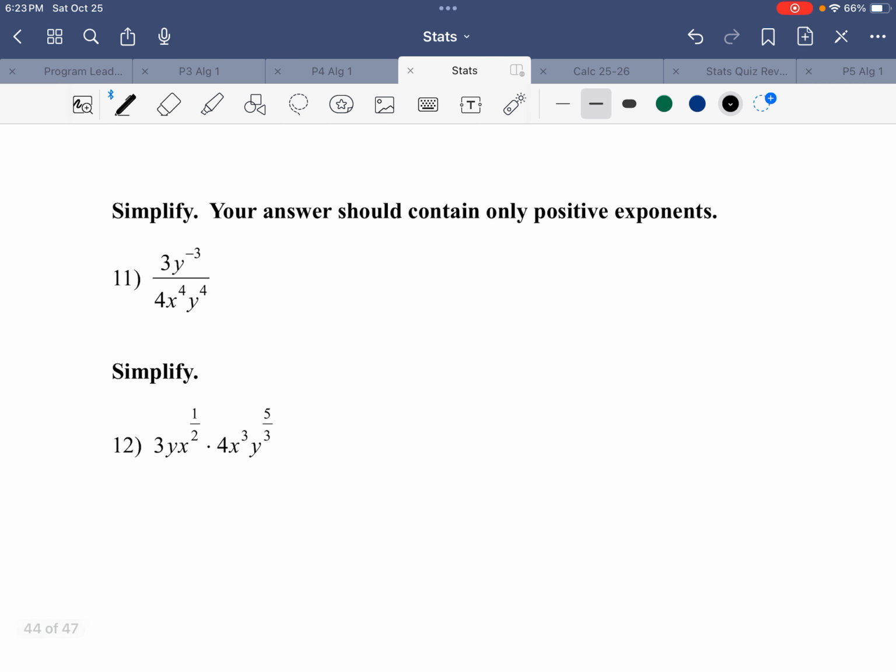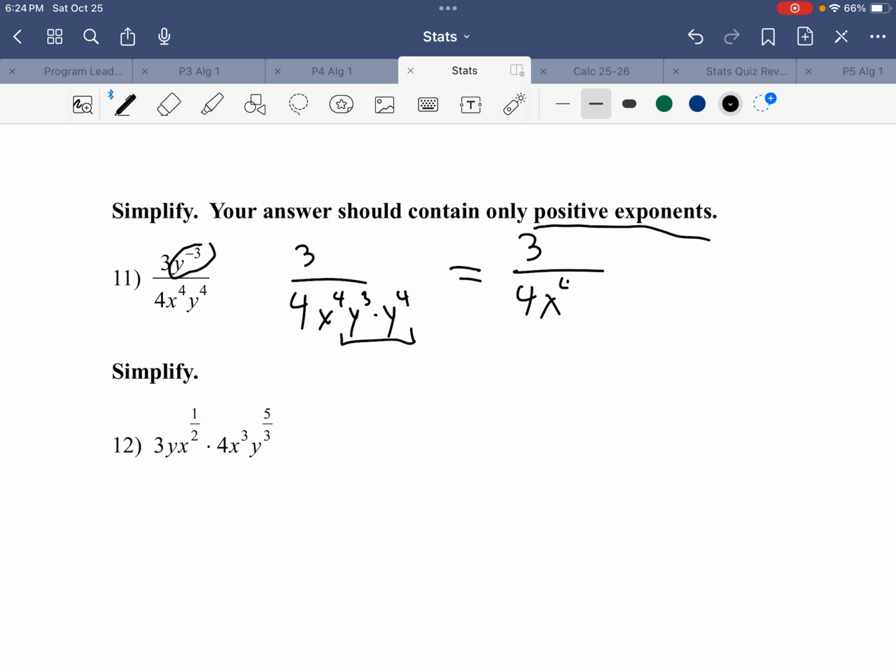For number 11, it's asking us to simplify writing our answer in positive exponents. So only containing positive exponents. 3/4 doesn't simplify. That's going to stay with 3/4. Anytime you have a negative exponent, if it's in the numerator, it's going to go to the denominator. If it's in the denominator, it's going to go to the numerator. So I can rewrite this like 4x to the fourth, y cubed times y to the fourth. Now when we multiply and they have the same base, we can add the exponents. So our final answer looks like 3 over 4 x to the fourth y to the seventh.